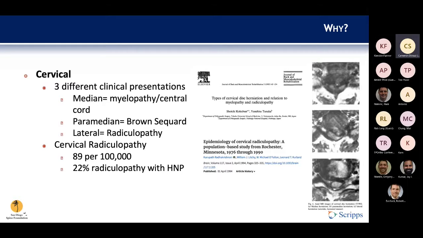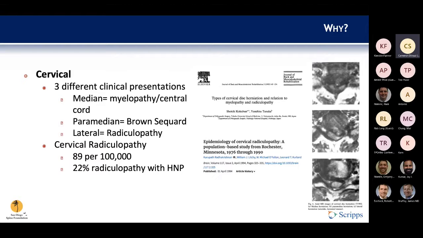So cervical herniated nucleus pulposus, 3 different clinical presentations based on these 2 articles. In terms of what you would run across would be median HNP, which would be myelopathy and central cord type symptoms. You can get paramedian, which would cause a Brown-Séquard, and then lateral, which would cause radiculopathy.